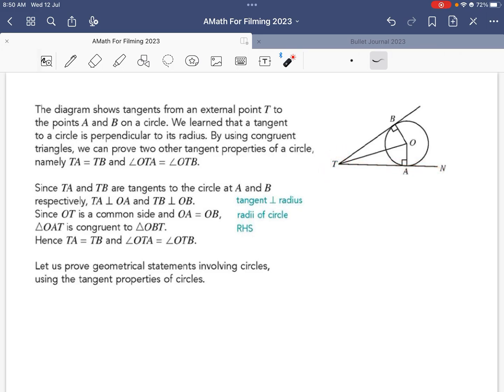One of the tangent properties that we will learn is that when two tangents meet at an external point, we know that BT is equal to AT, and we also know that angle OTA is equal to angle OTB. Alright, so these are the tangent properties we'll use for the next two questions that we will be looking at.